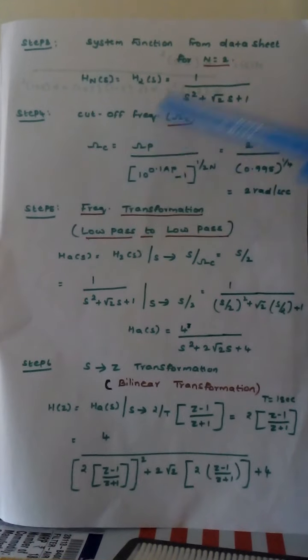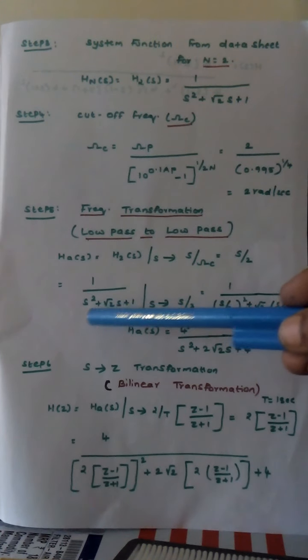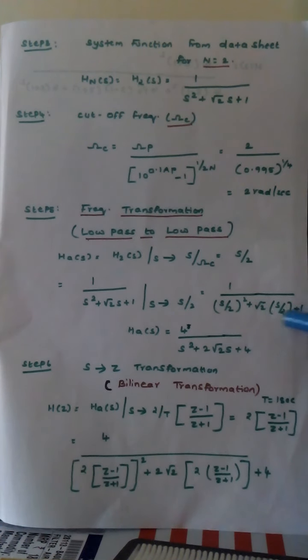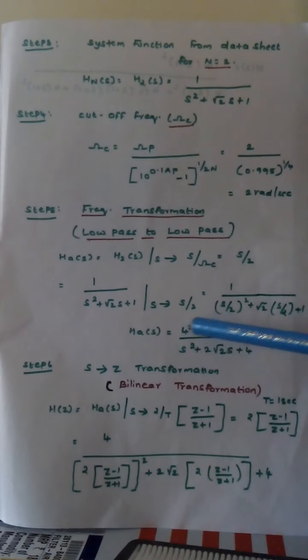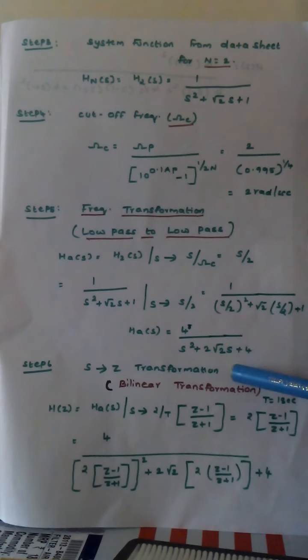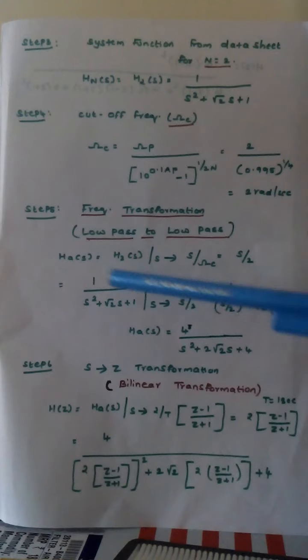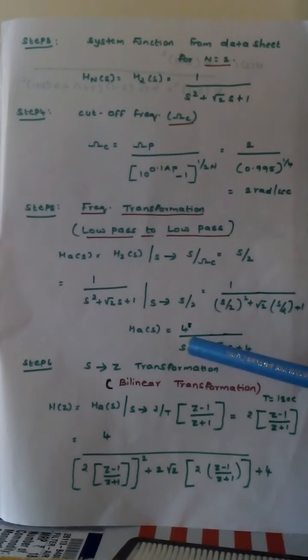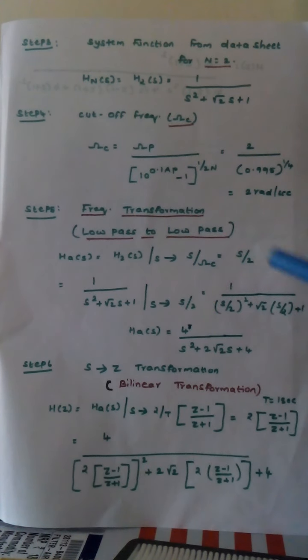So the s value in this transfer function will be replaced by s by 2. If you replace here, we are getting 4 divided by s square plus 2 into root 2 into s plus 4. So this is your HA of S. Now we have to convert to digital filters.